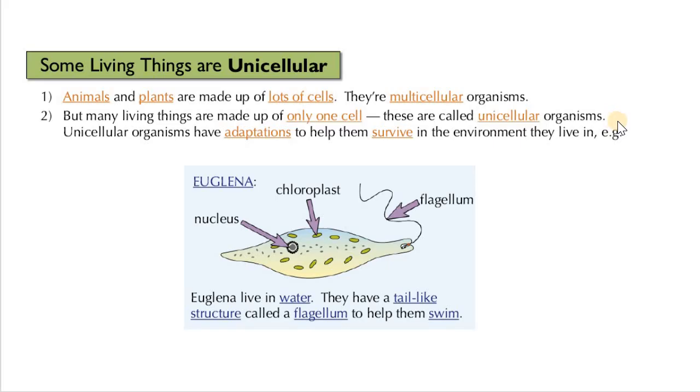That means living beings which are made up of only one cell. And you see, these unicellular organisms have adaptations to help them survive in the environment they live in. Say for example, here you can see a Euglena, where this is the entire structure. You see the nucleus, chloroplast is present, and here the tail-like structure, which is the flagellum. Now you see this Euglena lives in water, and they have a tail-like structure called the flagellum to help them swim.